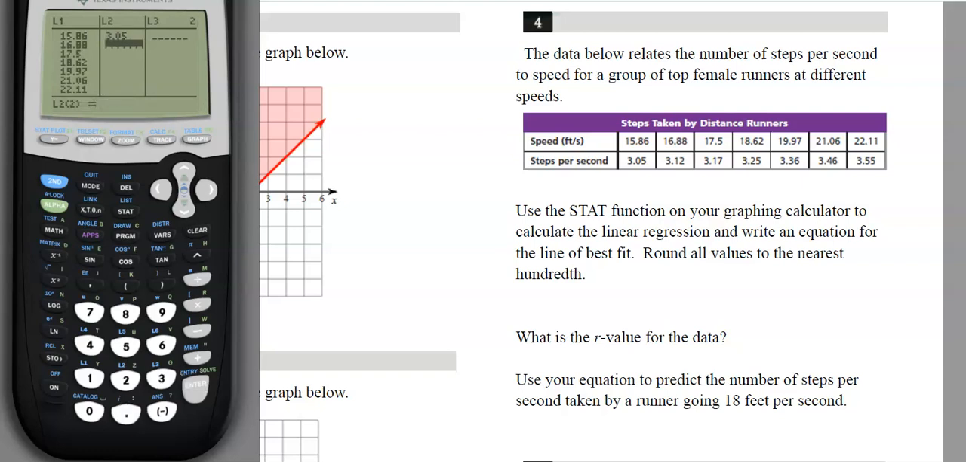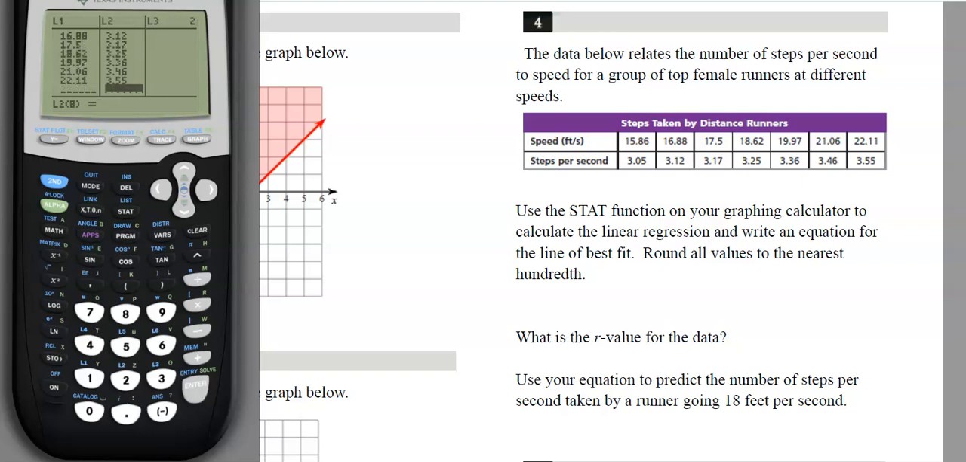3.05, enter, 3.12, enter, 3.17, enter, 3.25, enter, 3.36, 3.46, and 3.55.